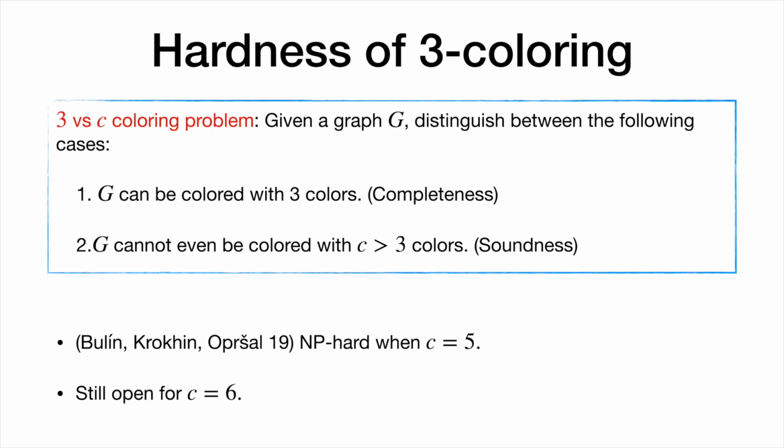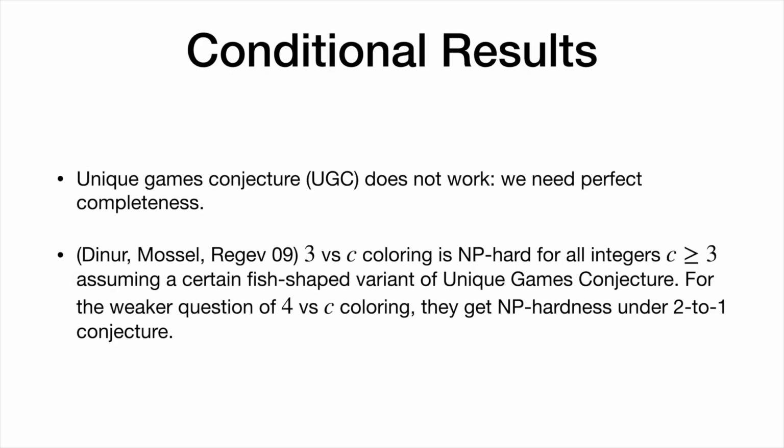That is, you assume some other problem is hard, and in that case, can you prove that three coloring is also hard? One natural problem for proving these conditional results is the unique games conjecture. But the problem with the unique games conjecture is that it requires perfect completeness. And so by itself, it cannot give hardness of three coloring. So Dinur, Mossel, and Regev have worked around this by assuming a certain fish-shaped variant of the unique games conjecture.